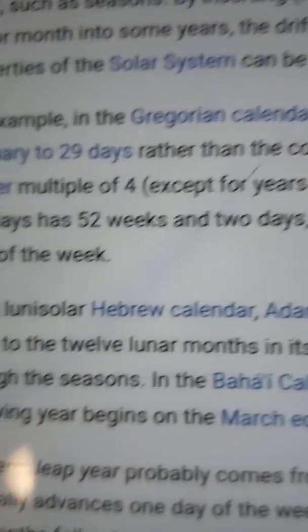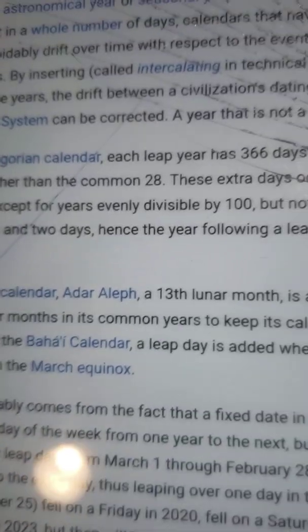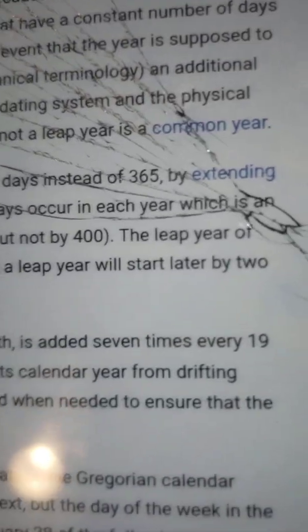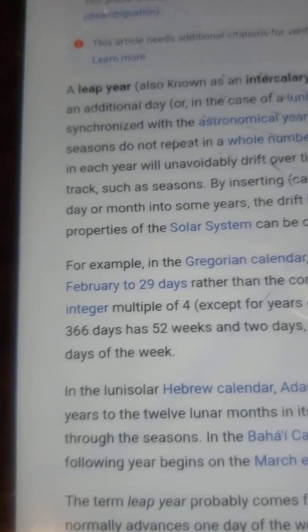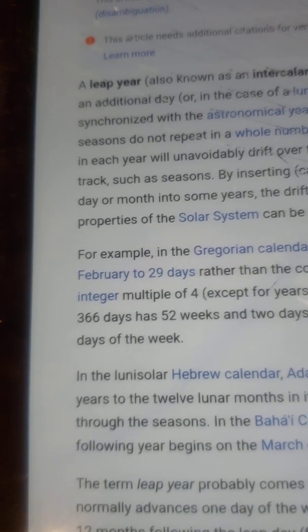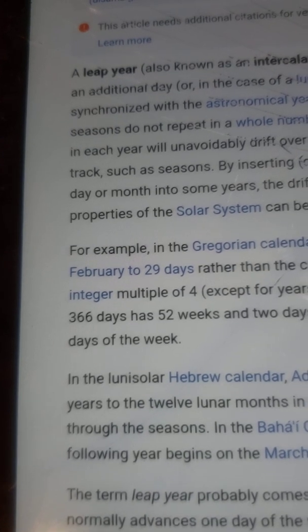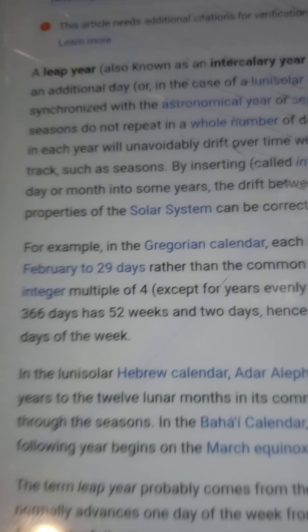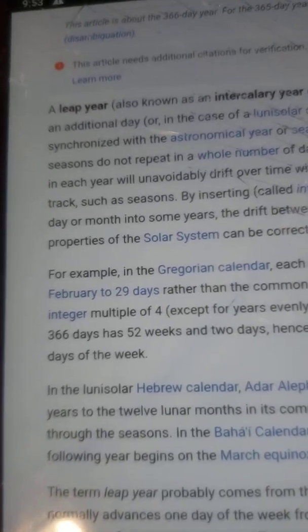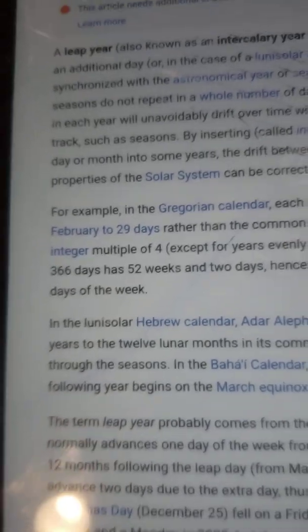The leap year of 366 days has 52 weeks and 2 days. Hence, the year following a leap year will start later by 2 days of the week. So once again, this tells me that for whatever combination of a wider orbit, shorter orbit, faster or slower, our planet takes a minimum of 1 day longer every year to circle the sun in one complete orbit than it did in the beginning of the creation, according to the book of Enoch, which was a set 364-day year.